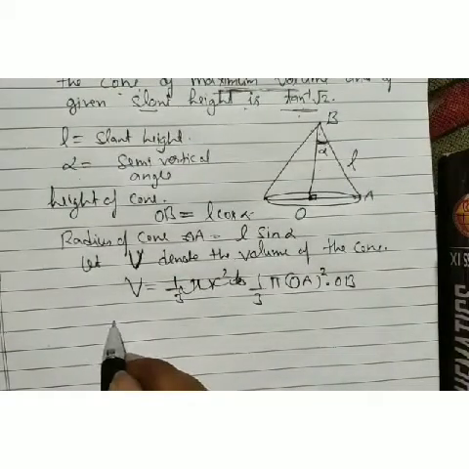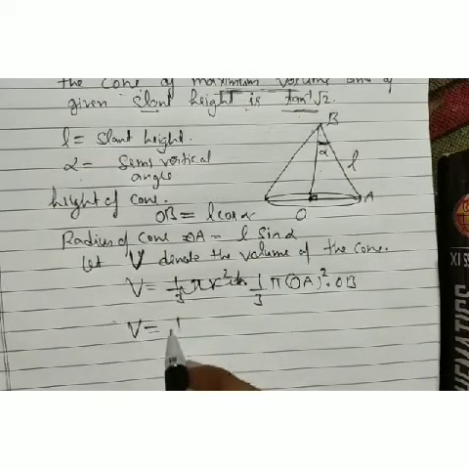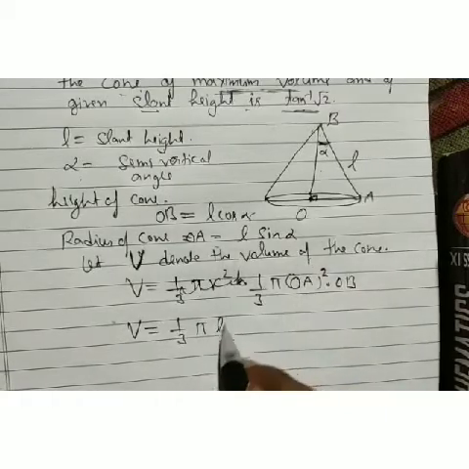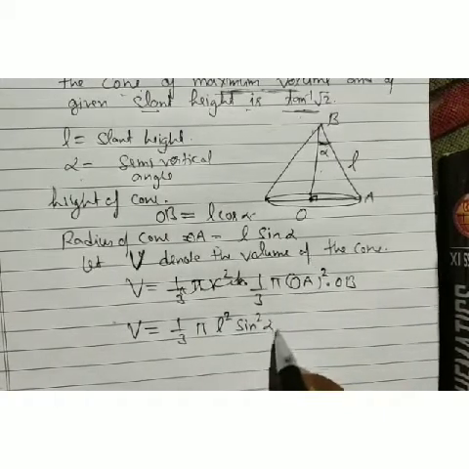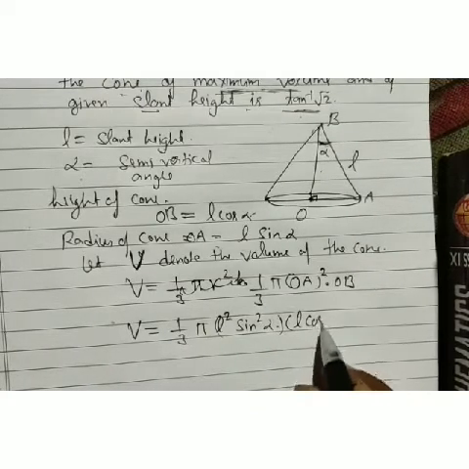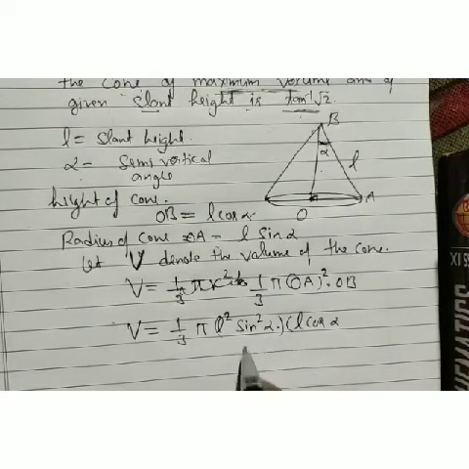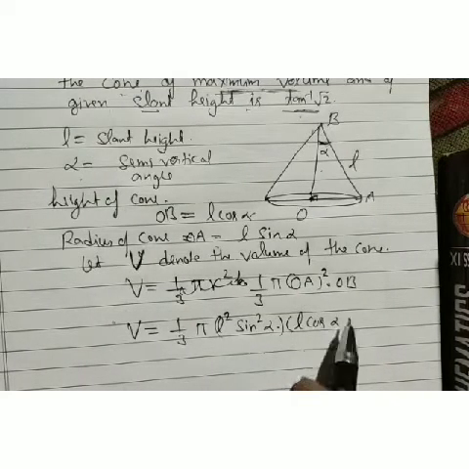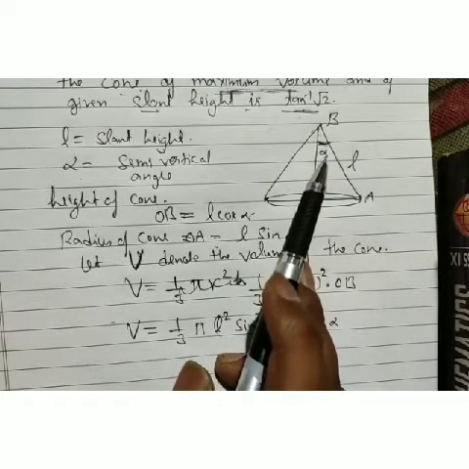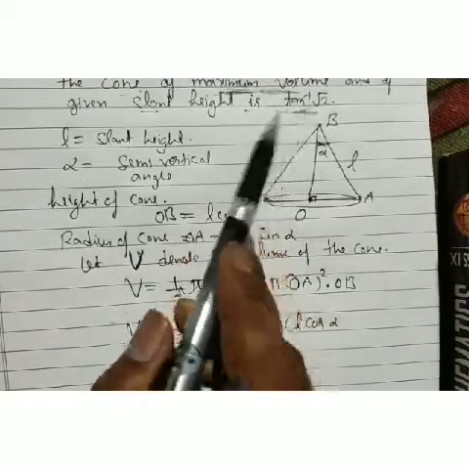And what is our value? The volume is given by 1 by 3 pi OA square, where OA is L sine alpha, so OA square is L square sine square alpha, and into OB, which is L cos alpha. Now we get our volume function. Since our alpha is constant there, we have to prove that our alpha is tan inverse root 2.